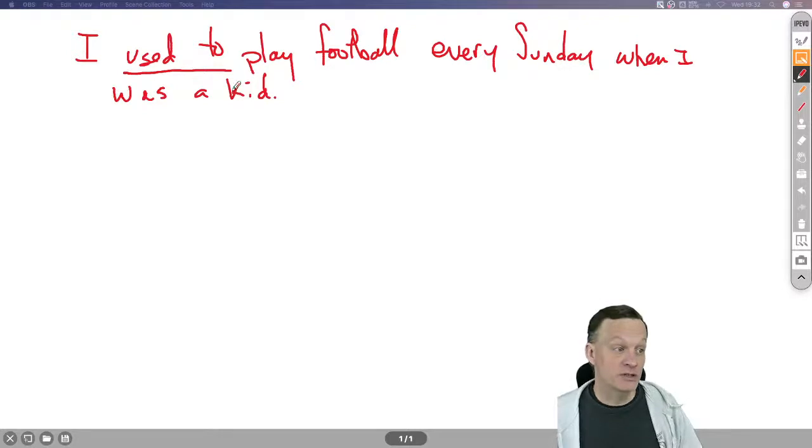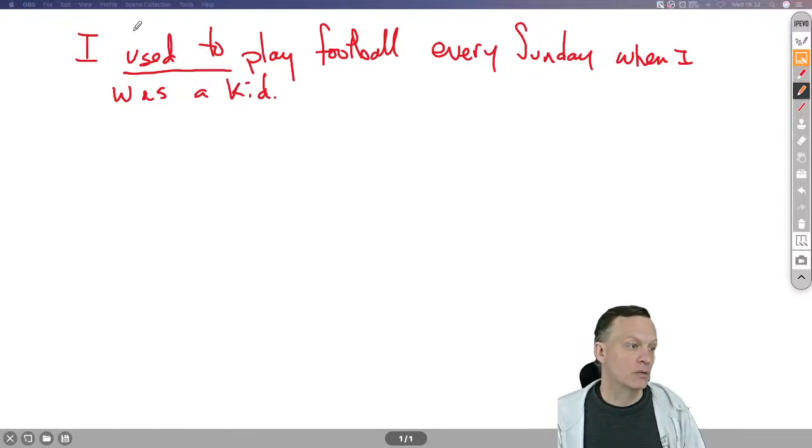We can substitute used to with would. Oh, this is not easy for me. I think I need a better trackpad or something. I think I'm just trying to cram this in here.